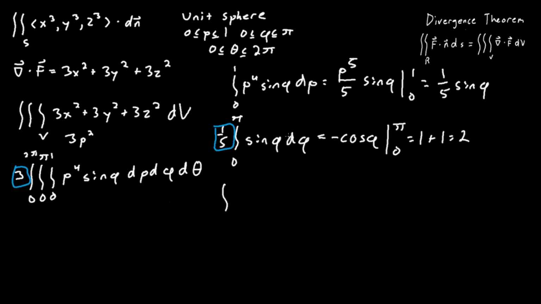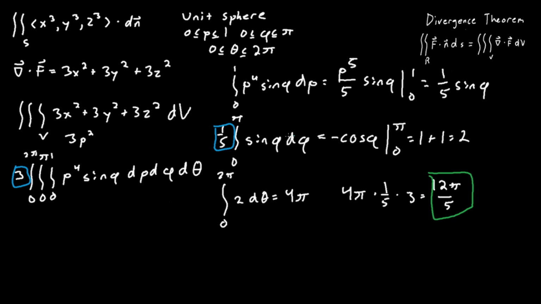And then once we have 2, all we do is integrate 2 with respect to theta, which is just equal to 4 pi. But don't forget, we need to multiply 4 pi by all the values that we saved. So we have 1/5 times 3, and this is all equal to 12 pi over 5. So 12 pi over 5, using the divergence theorem, is our answer for this surface integral.